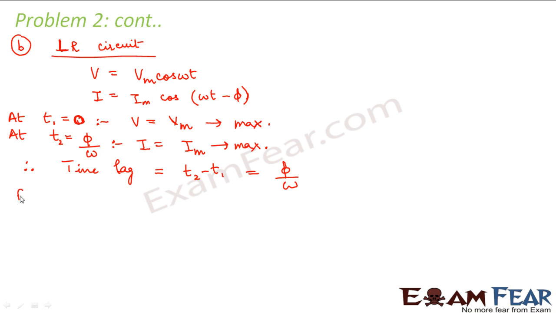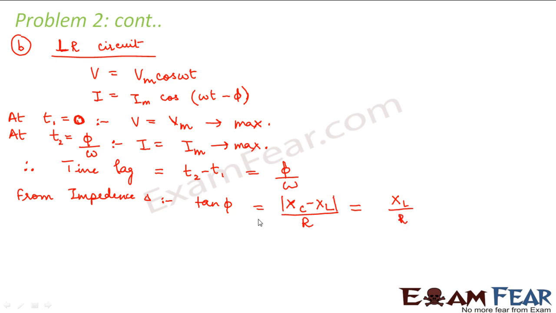Now from the impedance triangle, we know that tan phi is equal to (XC minus XL) divided by R. Here there is no capacitance, so tan phi would be nothing but XL divided by R. So in this case, this would be omega L divided by R.